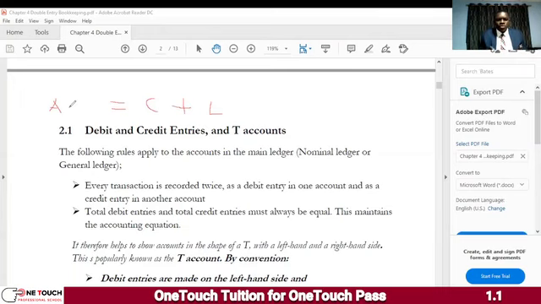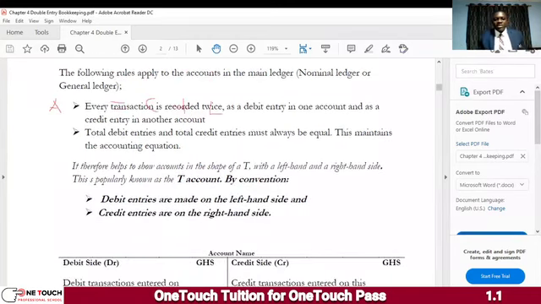It therefore helps to show accounts in the shape of a T, with a left hand and a right hand side. This is popularly known as the T account. By convention, debit entries are made on the left hand side and credit entries are made on the right hand side.